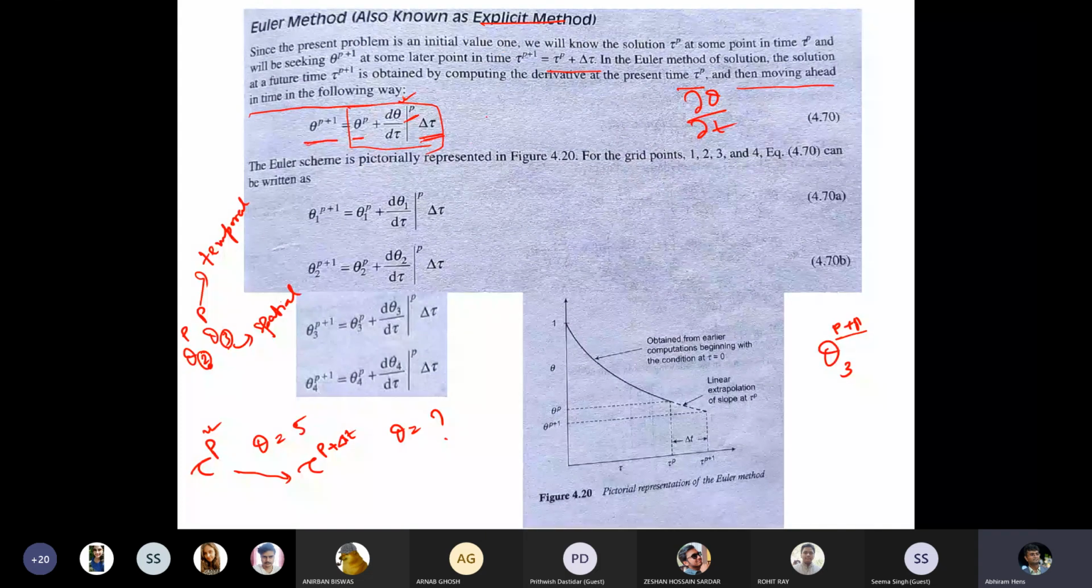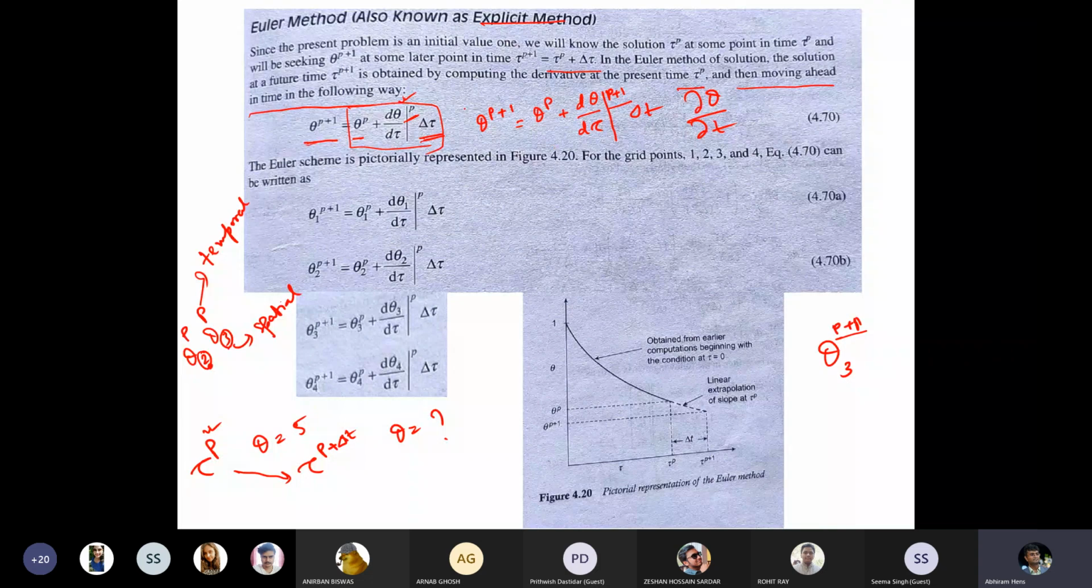Now, there is another process which is called the implicit method. There, what can be done is, I can write theta p plus 1 equal to theta p plus d theta by d tau, instead of taking p, I can take p plus 1, into delta tau. So, that is also possible. So this derivative term, instead of taking the earlier point, I can take the forward point also. Here you see that this p plus 1 is not explicitly defined with p. You have a p plus 1 term here, and so this is known as the implicit method.